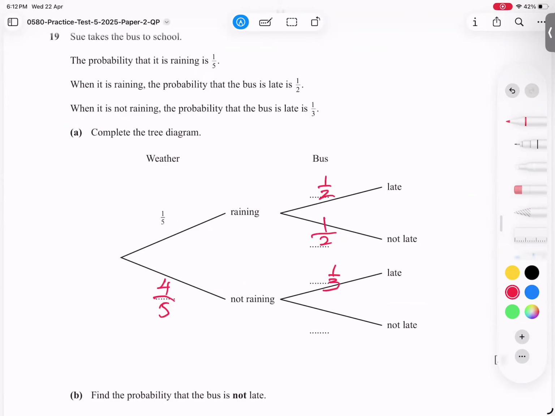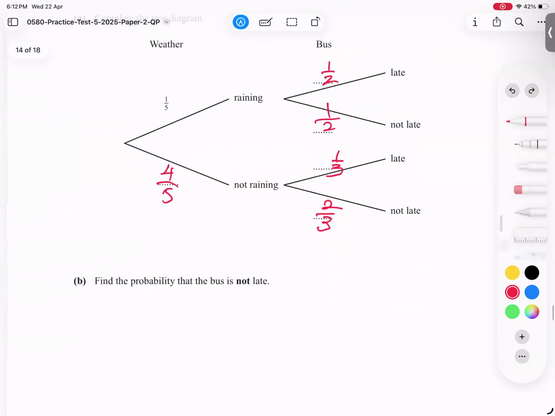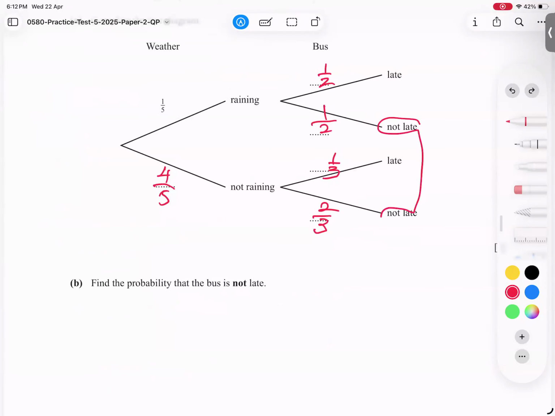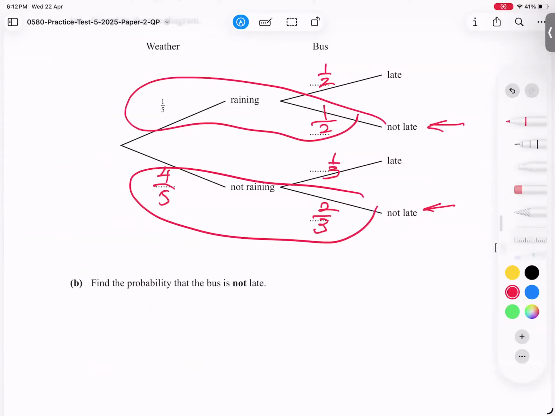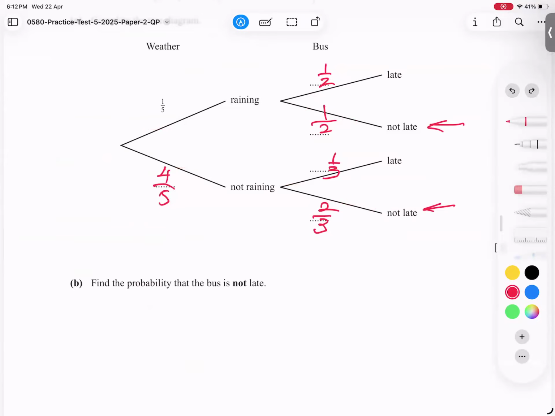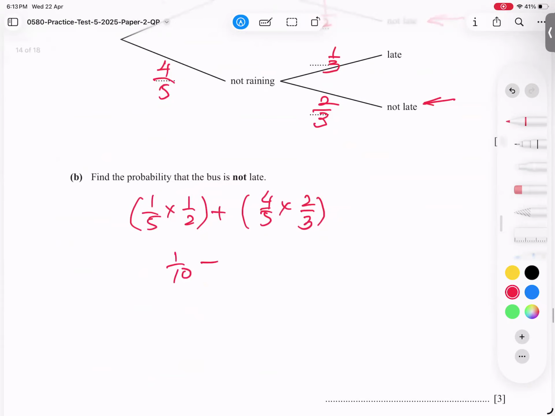Now further part. So bus is not late. Basically, he talk about not late and not late. So we have looking for these 2 branches. But don't take these values. Some students take these values only, wrong. We are bound to take complete branch and add them. So 1 over 5 into 1 over 2, plus 4 over 5 into 2 over 3. 1 over 10 comes from here, and 2 4s are 8 over 15.